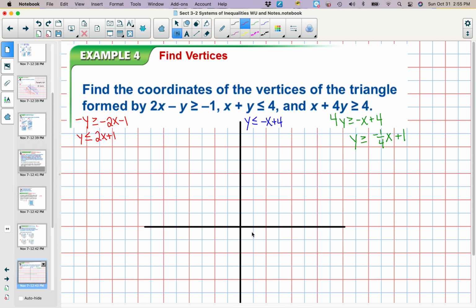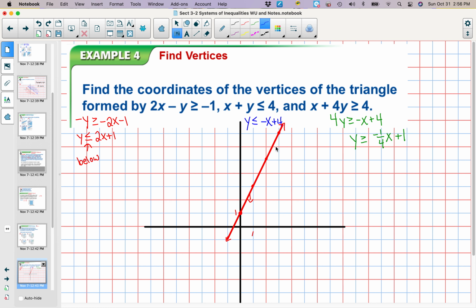So we need to graph y equals 2x plus 1. So my y-intercept is 1, and then my slope is 2, so up 2 over 1. And notice that all of them are solid lines. So I'm going to actually grab my line tool here and graph that. Okay, so this is what my line would look like. And we want to be below the line, which is one of the reasons why I wanted to put them in slope-intercept form, because then I'm going to be below the line. So I know I'm going to shade that side of the line.